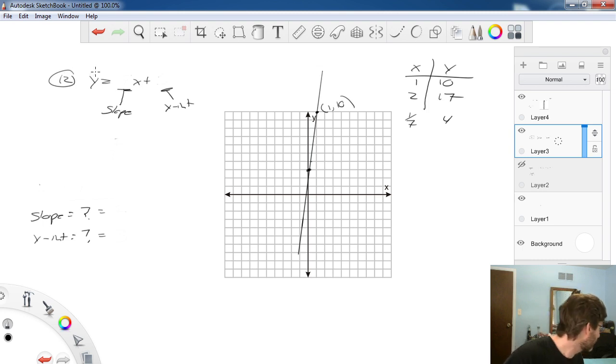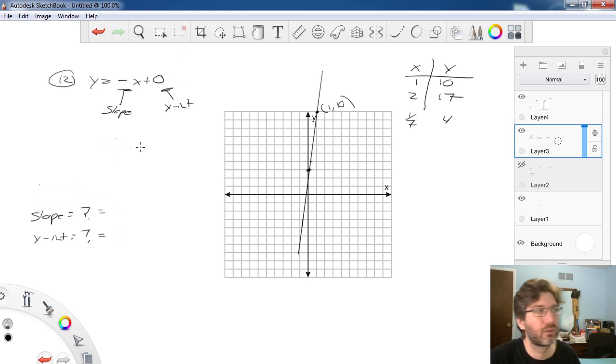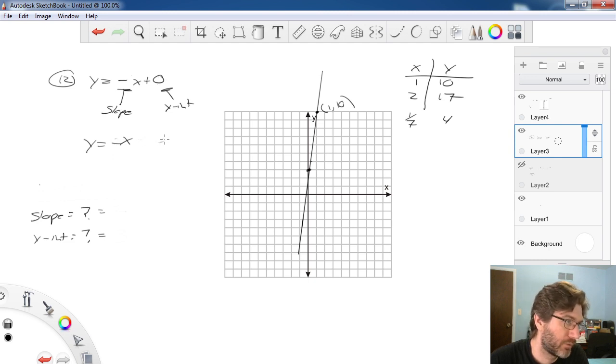Twelve is y equals negative x plus 0, really. So y equals negative x plus 0. Well, it's just negative x. You don't have a b value, so your b value equals 0, so your y-intercept is 0. And then what's the number in front of x here? It's negative 1, because remember there's a 1 in front of that.